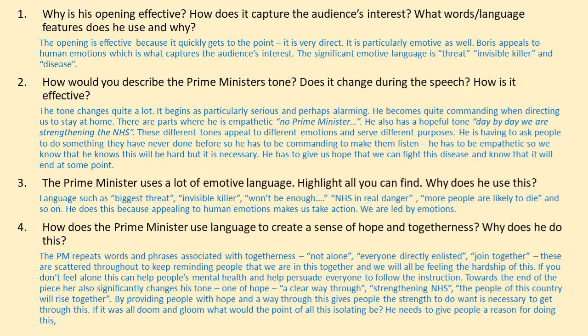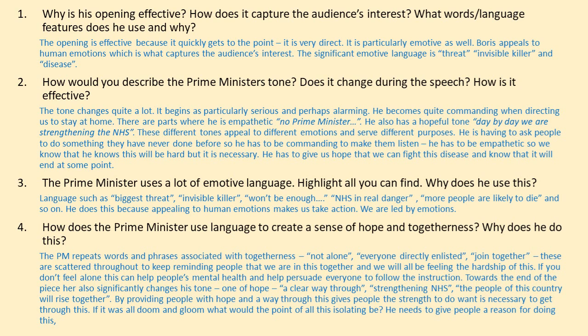So the tone changes quite a lot. It begins as very serious and perhaps alarming. He then becomes quite commanding when directing us to stay at home. There are parts where he is empathetic. He also has a hopeful tone. Day by day we are strengthening the NHS. These different tones appeal to different emotions and serve different purposes.